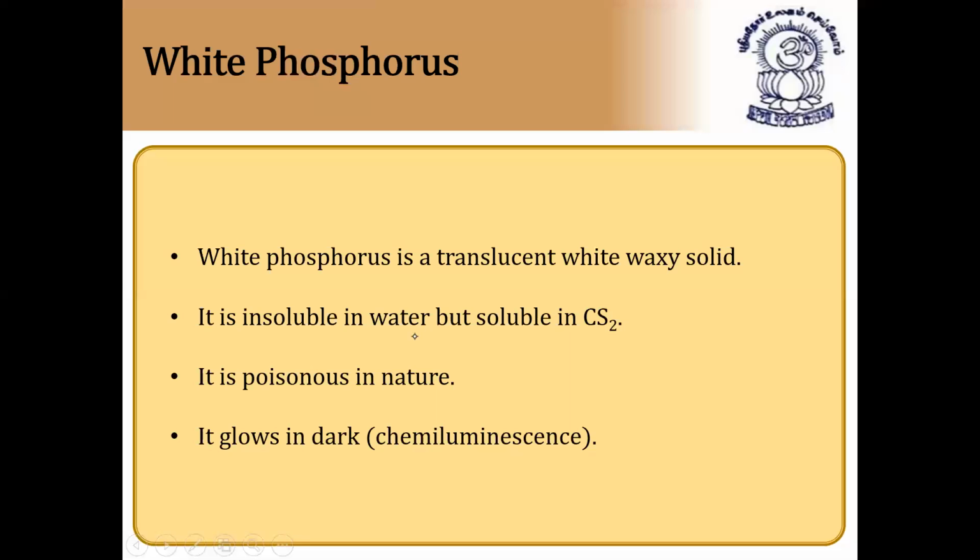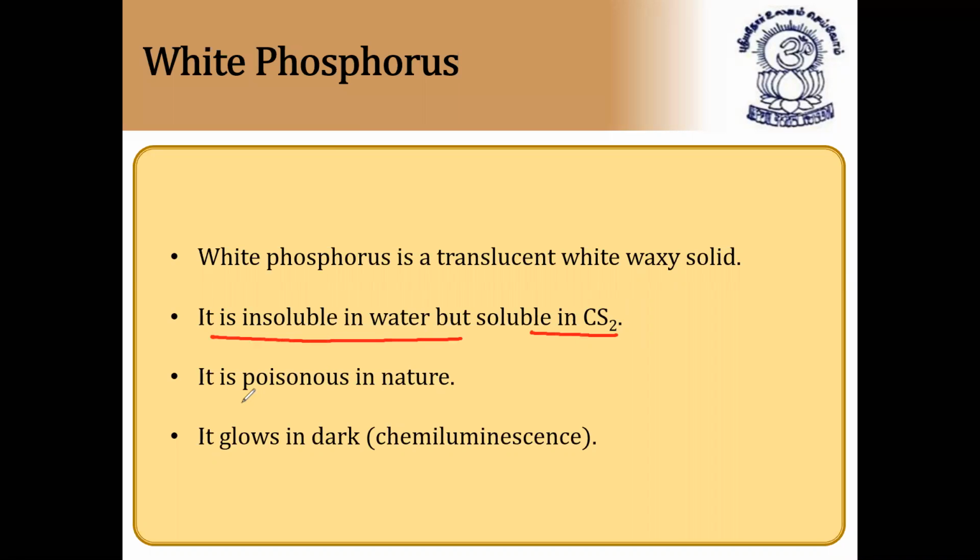It is insoluble in water but soluble in carbon disulfide. This point is important. White phosphorus is insoluble in water and it is soluble in carbon disulfide. It is poisonous in nature. It glows in the dark, that's why it is called chemiluminescence. That is white phosphorus. I hope it is clear. So these are the allotropic forms of phosphorus.